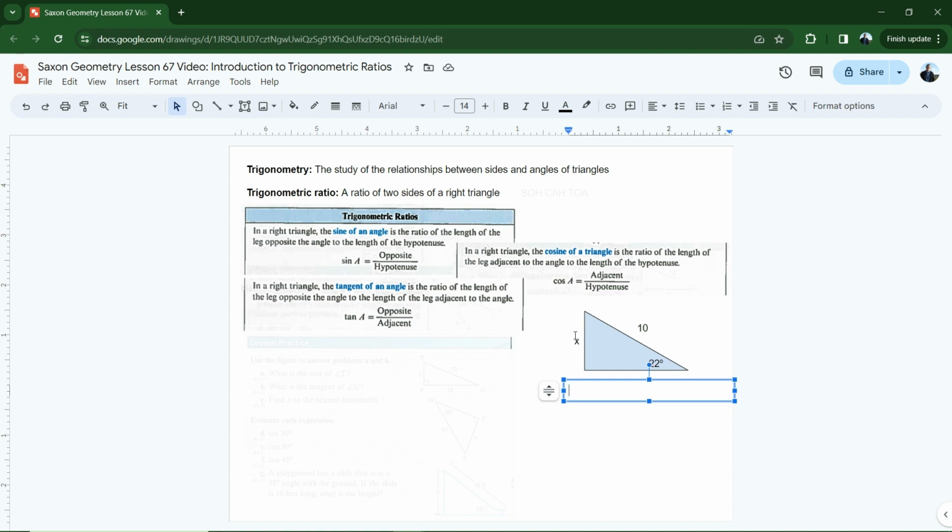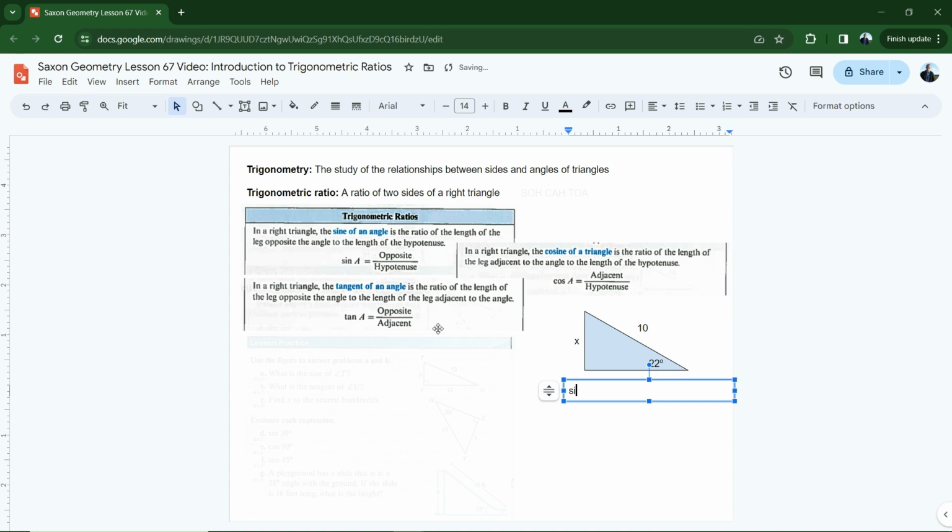Well, okay, so let's take a look. This x here is the opposite side from my angle. My angle opens up to the opposite side. This side down here would have been the adjacent side because it's part of the 22-degree angle and it's not the hypotenuse. And then the hypotenuse is always the hypotenuse, just the longest side, right? So which one of these ratios involves the opposite side and the hypotenuse? Why, it's the sine of A.